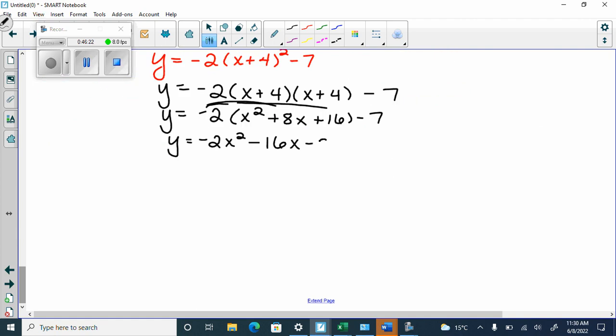Negative 16x minus 32 minus 7. So y equals negative 2x squared minus 16x minus 35. What's my y-intercept? What's my y-intercept?